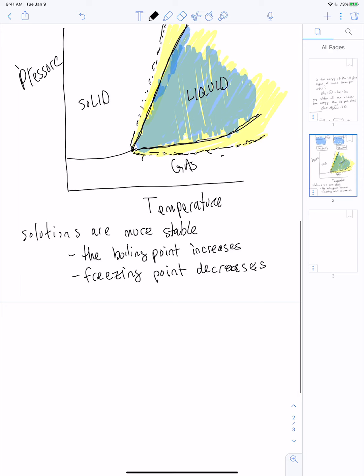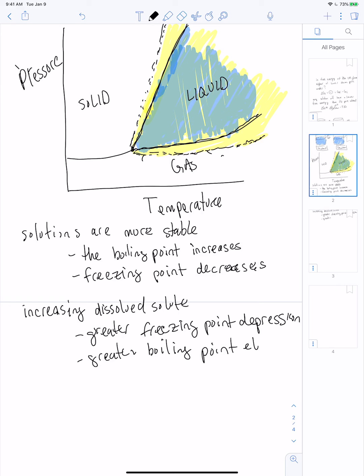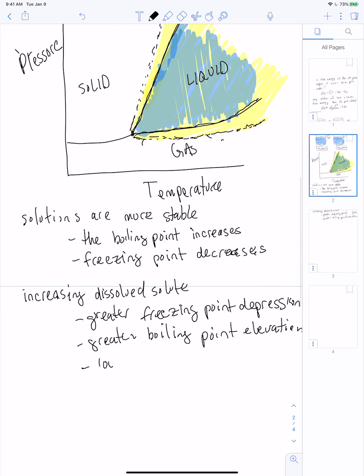And then the more that you increase the dissolved solute, it's exactly what you would expect. Greater freezing point depression. Greater boiling point elevation. And of course, this all stems from lower free energy.